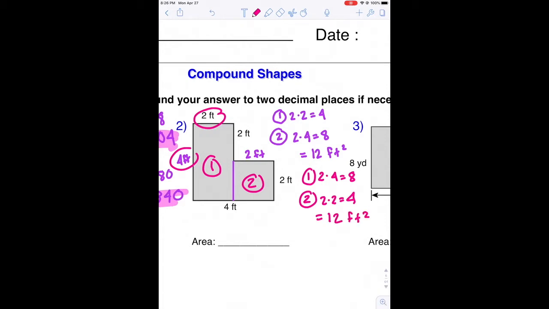So you get the same answer no matter how you split it up, but the first way had less work than the second way. Regardless, that answer is 12 feet squared.